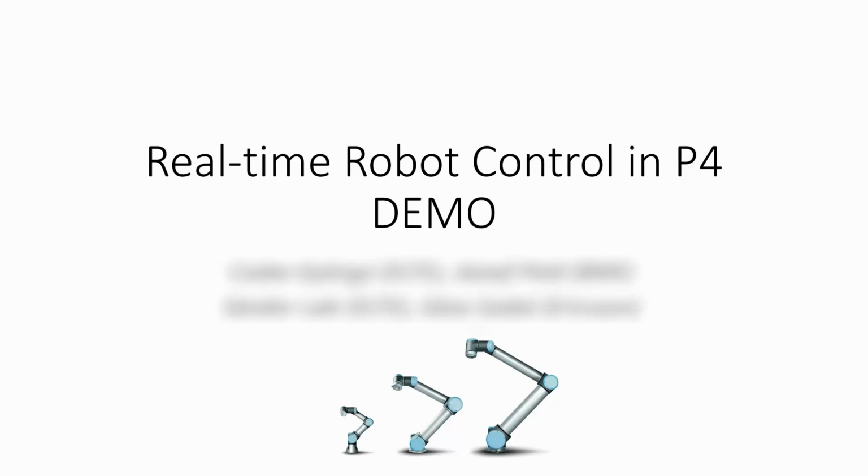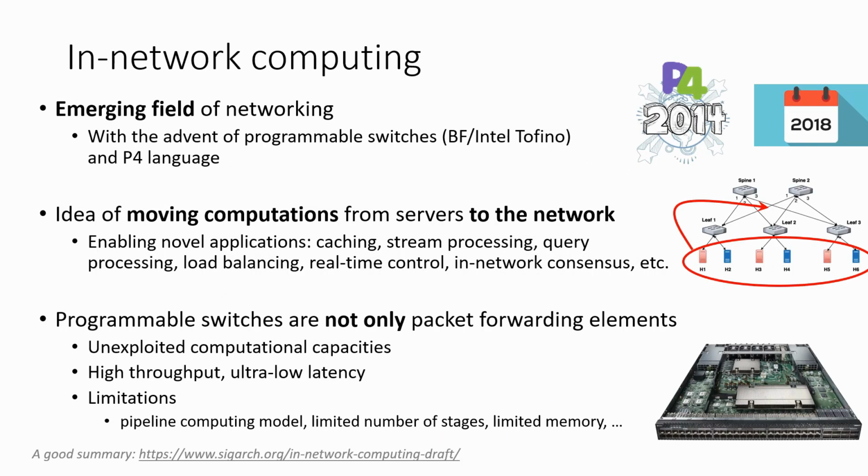In this demo, we show how P4 programmable switches can be used for real-time robot control. We use the idea of in-network computing, which means that we move computations from servers to the network, actually to programmable network devices, network switches.